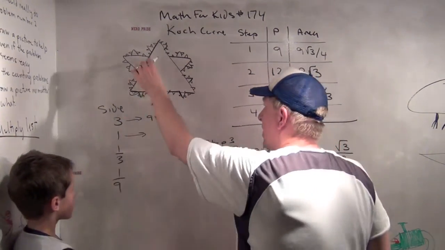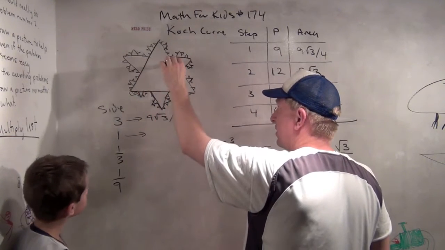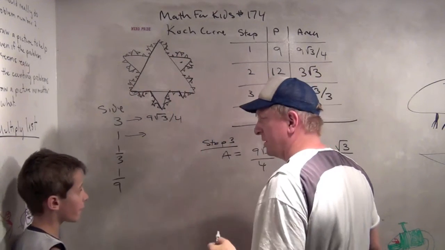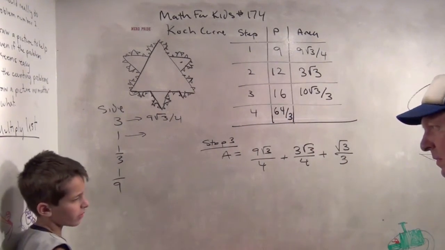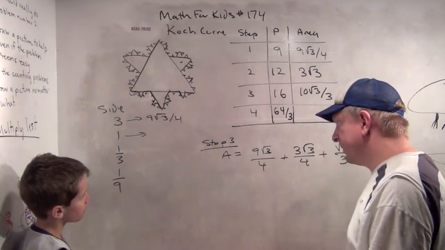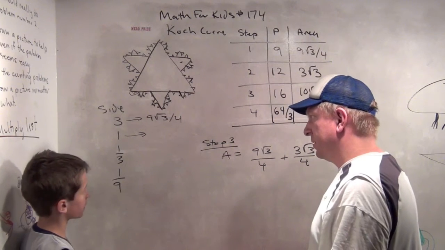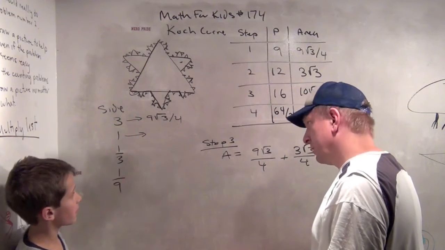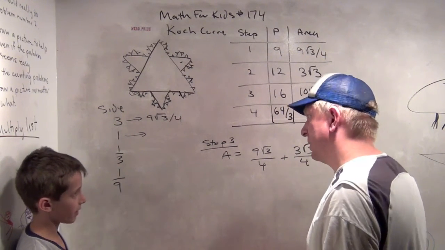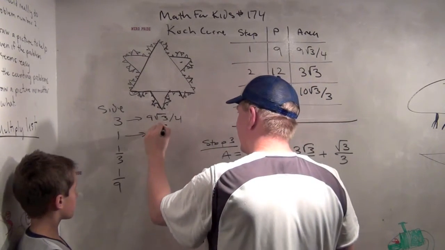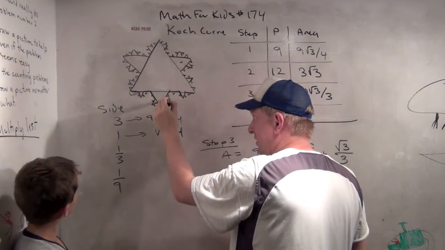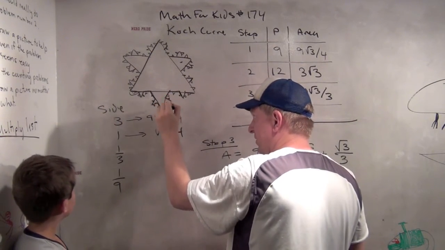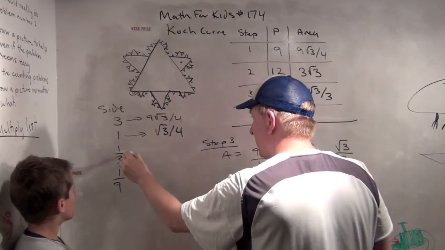So the big triangle is 9 times the square root of 3 over 4. The area of the next biggest triangles is 3 times the square root of 3 over 4. How did you figure that out? No, it's the square root of 3 over 4 because the side length gets divided by 3, so the area gets divided by 9. Now, our next biggest triangles, the medium-sized triangles, the side length is 1/3. What's the area?